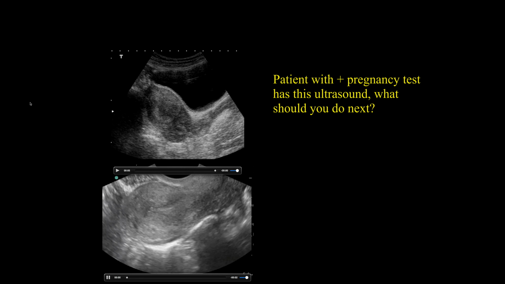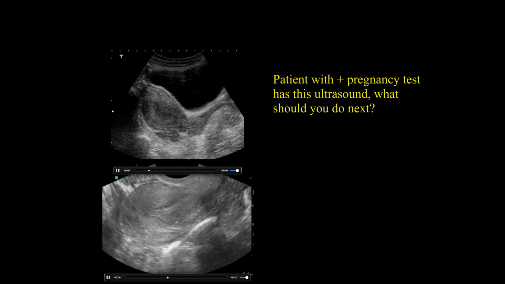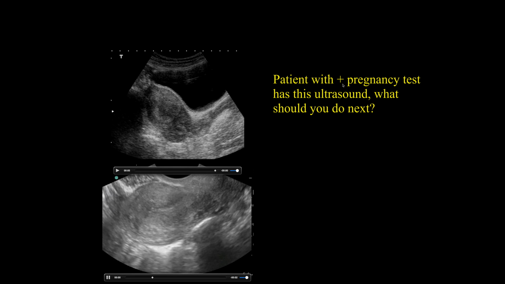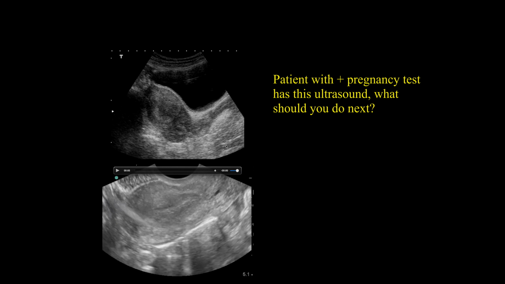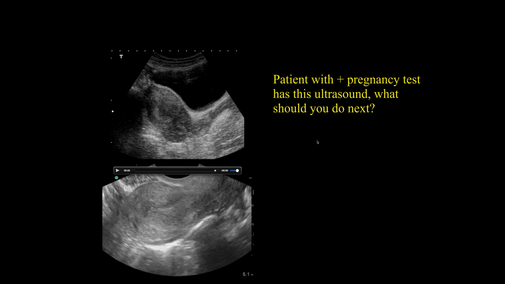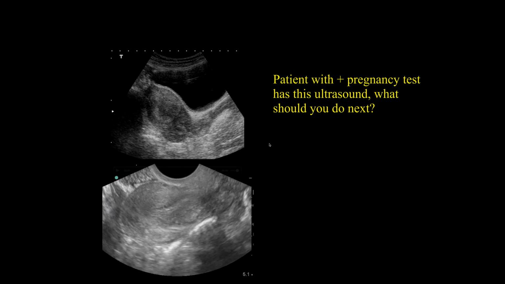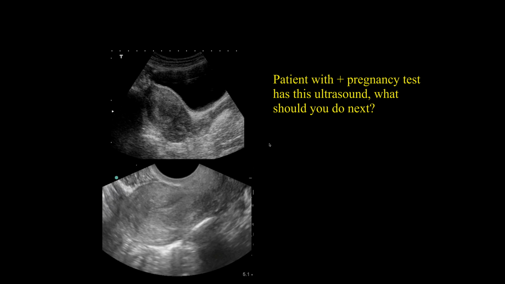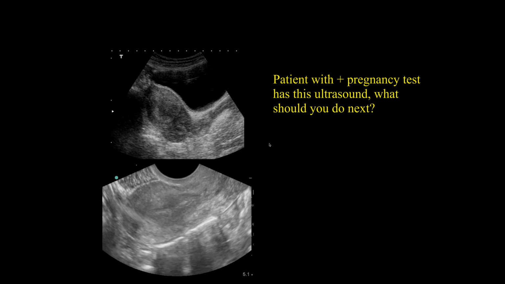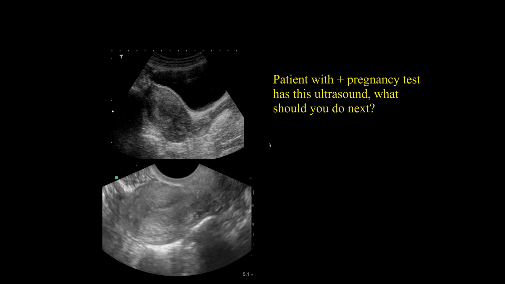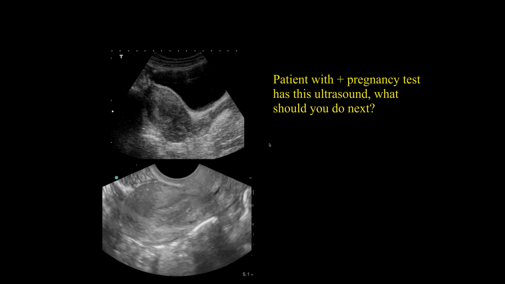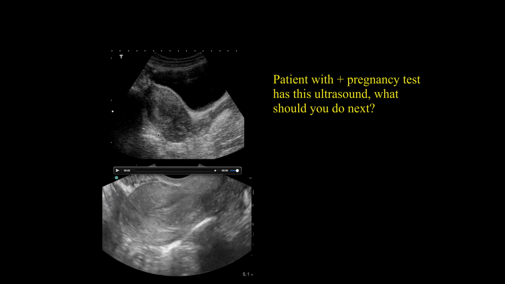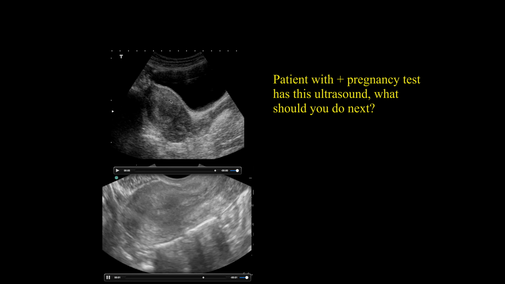So if this patient came to the emergency room with this uterus right here and this right here, transabdominal and transvaginal, and they had a positive pregnancy test, what should you do next? Well, this could still be an early pregnancy, a spontaneous miscarriage, or an ectopic. Depending on what the exam looks like, the patient may need a follow-up quant to see which way they're trending. Obviously, if the quant was like 15,000, you would expect to see something, and therefore you're more worried about an ectopic.